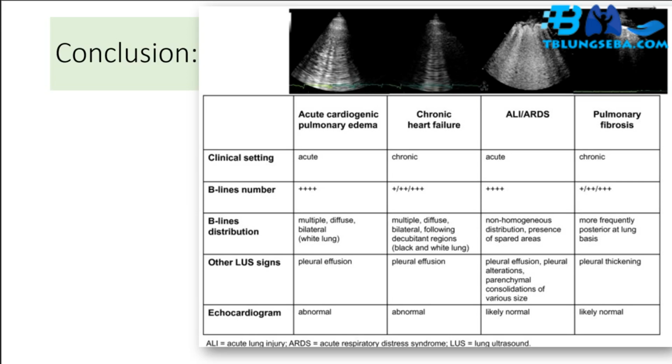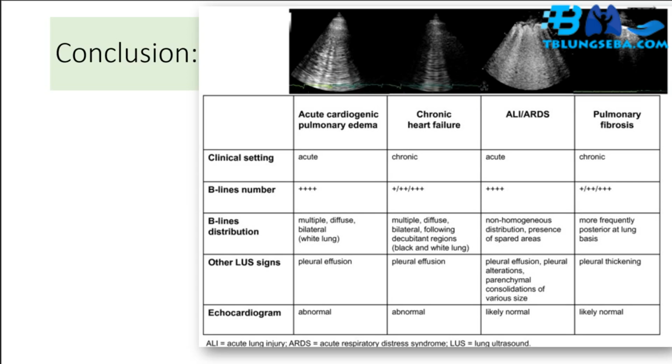Chronic heart failure. Clinical setting: acute, chronic. B lines number: plus. ALI, ARDS, pulmonary fibrosis. B lines distribution: multiple, diffuse, bilateral white lung; multiple, diffuse, bilateral, following decubitus regions, black and white lung.